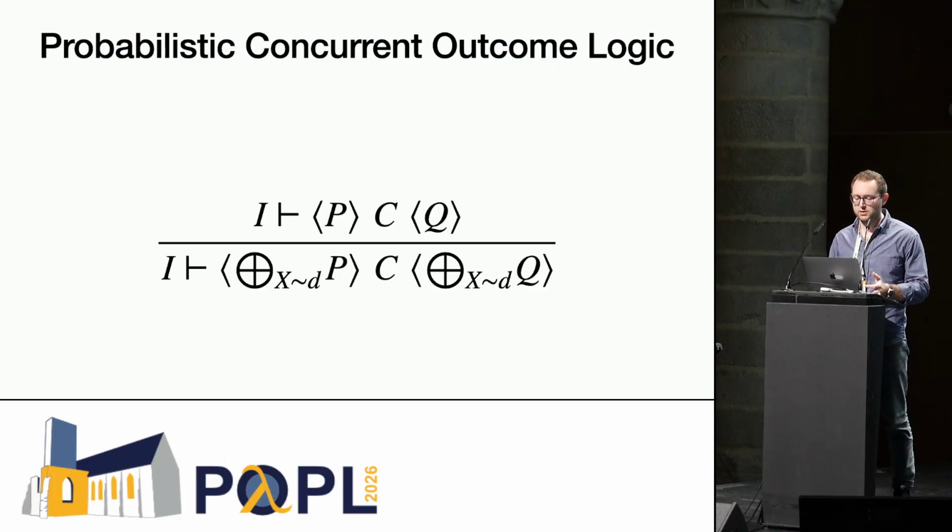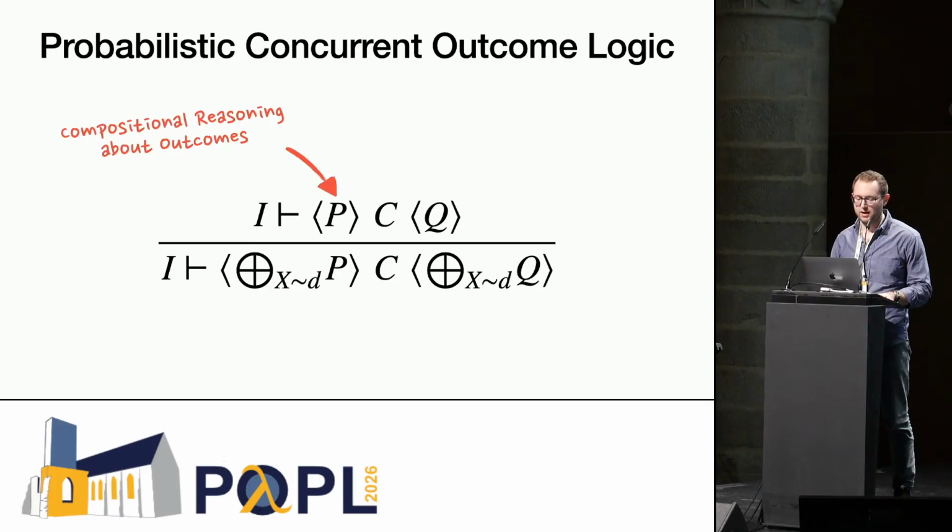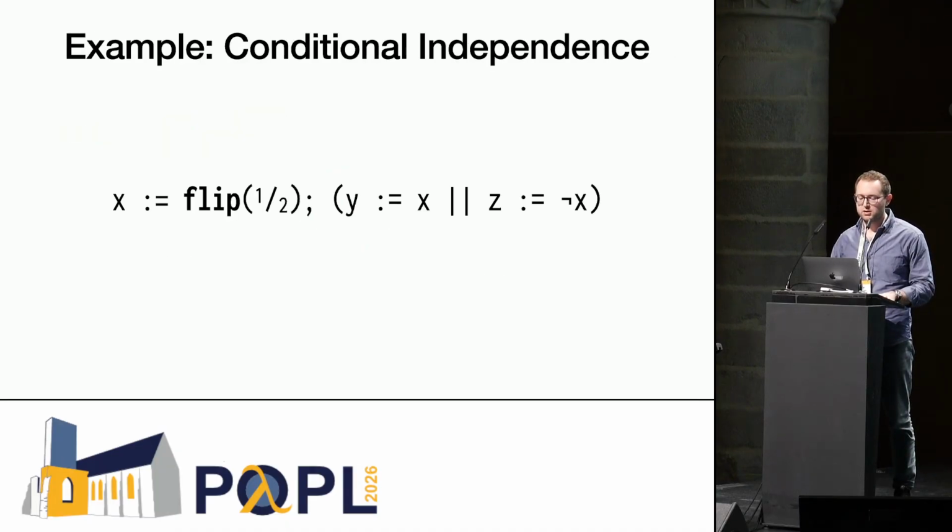So outcome logic gives us rules that allow us to do case analysis on the outcome of random sampling events. Here we have a specification where in the precondition we're stating that the initial states are already randomly distributed. We can then reason about this pointwise, basically, for every value of X, and then put the result back under this outcome modality. So let's look at another example of how all these rules come together.